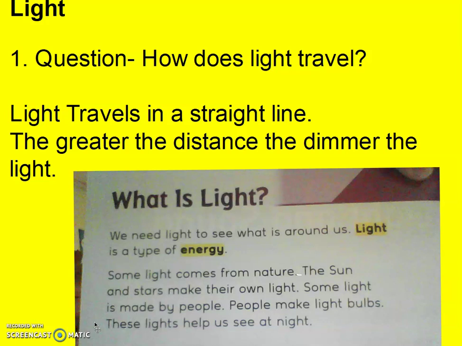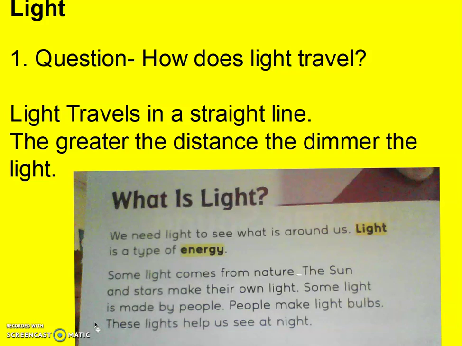What is light? We need light to see what is around us. Light is a type of energy. Some light comes from nature. The sun and stars make their own light. Some light is made by people. People make light bulbs. These lights help us see at night. So some light is produced and some light comes from nature.